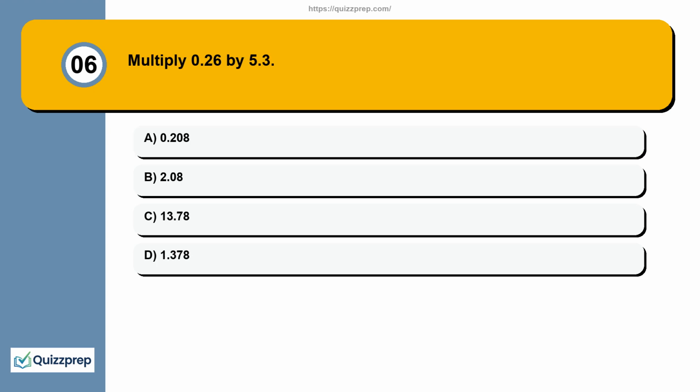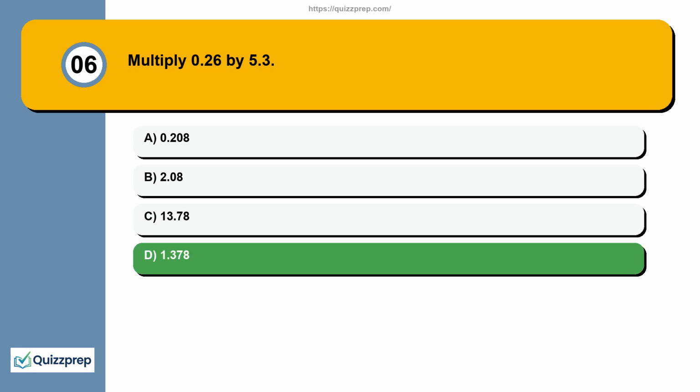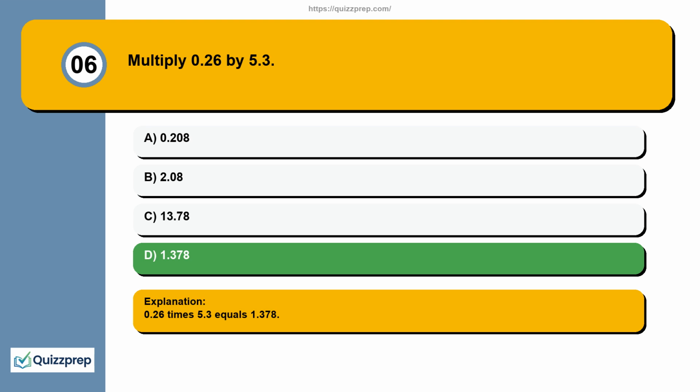Question 6. Multiply 0.26 by 5.3. 0.208, 2.08, 13.78, 1.378. 0.26 times 5.3 equals 1.378.